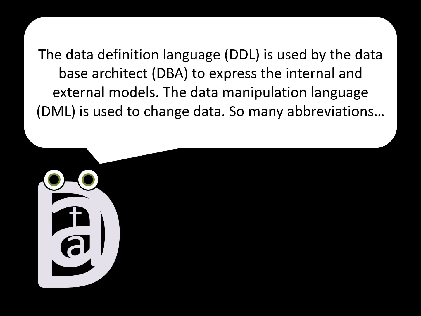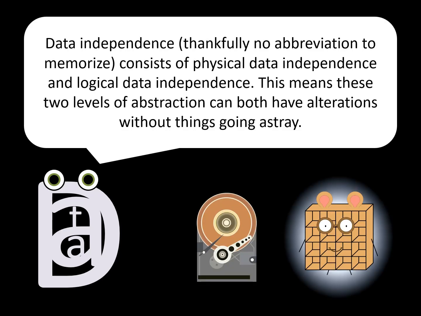The data definition language, DDL, is used by the database architect, DBA, to express the internal and external models. The data manipulation language, DML, is used to change data. So many abbreviations. Data independence, thankfully no abbreviation to memorize, consists of physical data independence and logical data independence. This means these two levels of abstraction can both have alterations without things going astray.